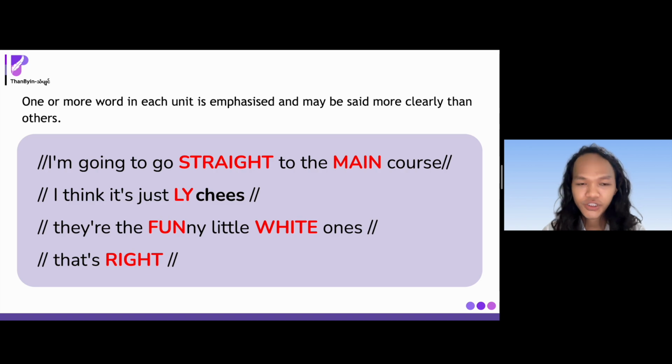I think it's just like cheese. And again, I think it's just is not, how can I say, said as clearly as like cheese. So again: I think it's just like cheese.